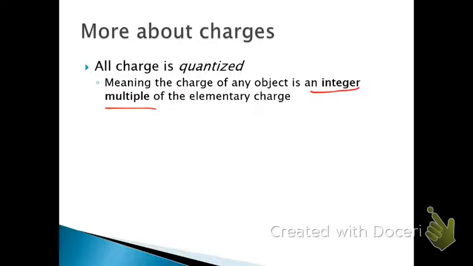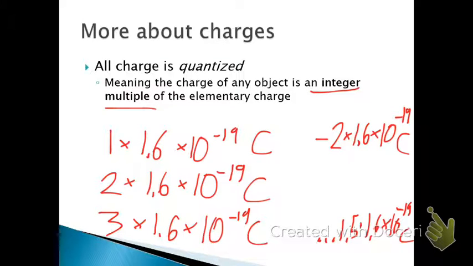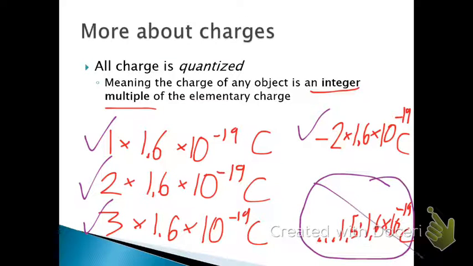So I could have 1 times 1.6 times 10 to the negative 19. Or I could have 2 times 1.6 times 10 to the negative 19, or 3 times that number, or negative 2 times that number if I've picked up electrons. So all these are totally valid, except I'm never going to encounter something like 1.5 times 1.6 times 10 to the negative 19. That's impossible. I'm not going to lose a half of an electron.